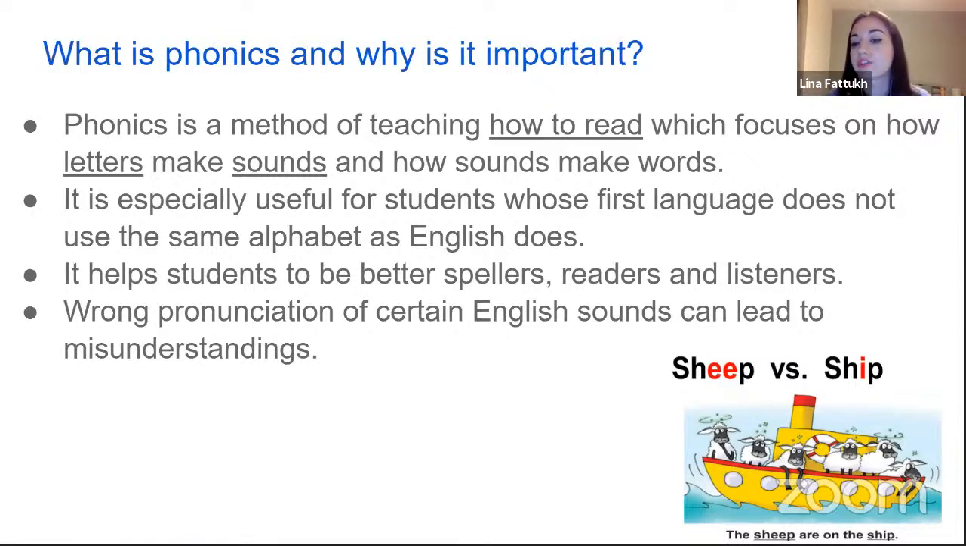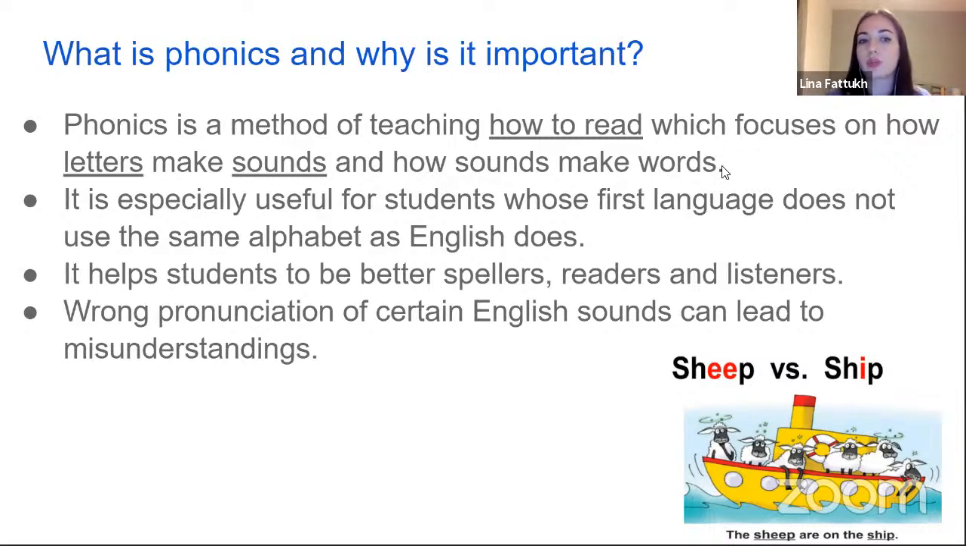The sheep are on the ship. So two words that are spelled in a different way and that use different vowels here, double E and I, and different sounds, long E and short I. And as a result, two completely different words. So that's why it's important to know the difference between how we pronounce the words.